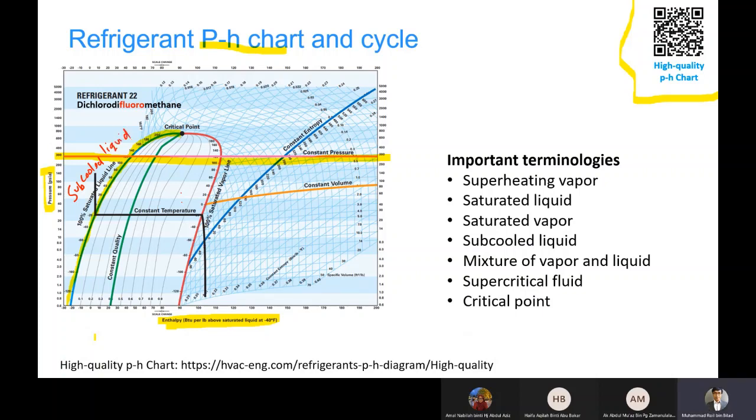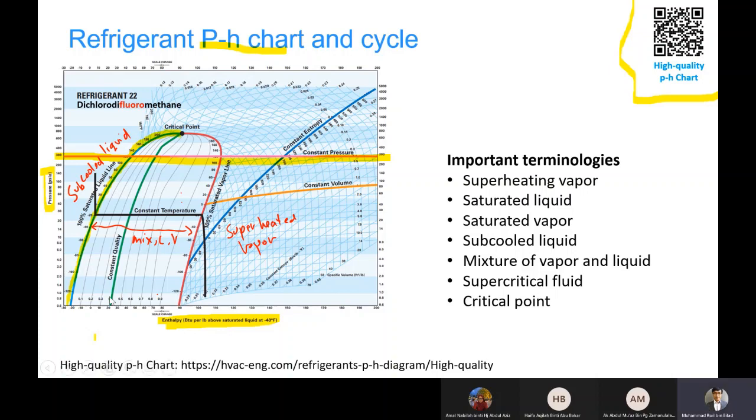Okay, the one on the line here is actually the line of saturated vapor, and anything on the right of the saturated vapor is actually superheated. Okay, the peak of this one is the critical point. We call it critical point. Anything in between the two, between liquid and vapor, is a mix of liquid and vapor.